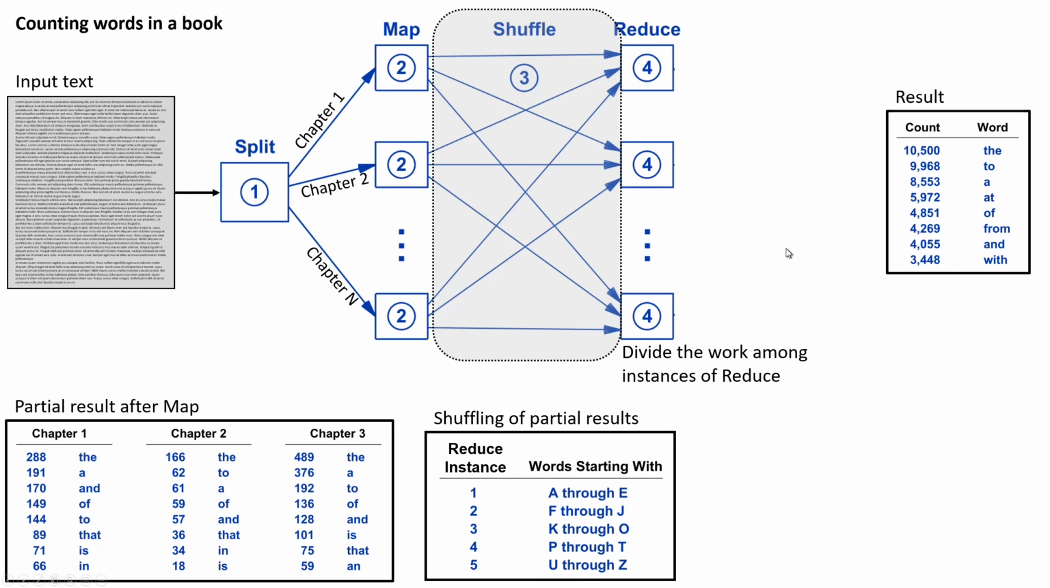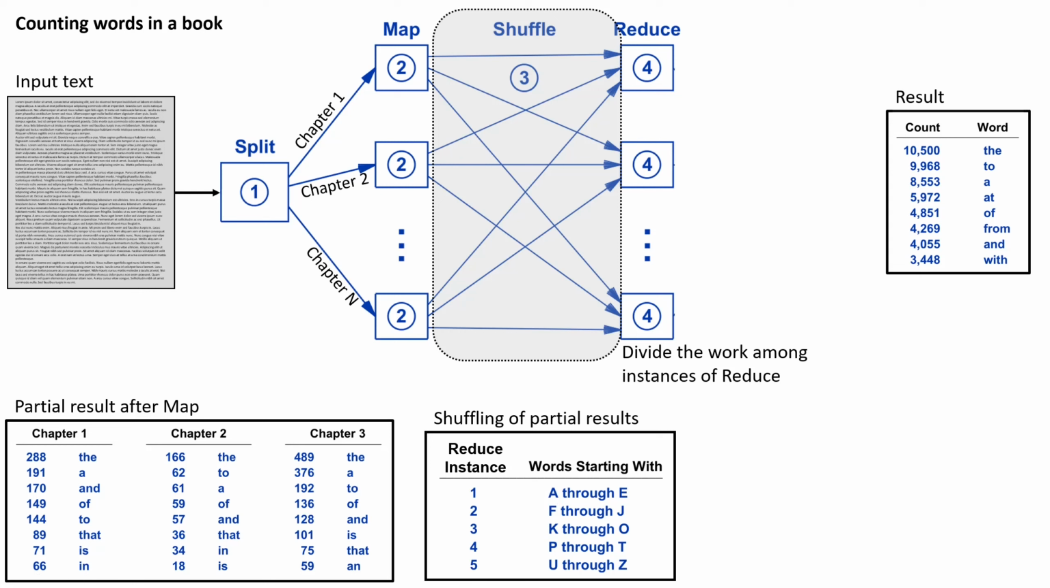So here's an example shuffle. One way in which we can distribute the partial results from map instances across reduce instances is, for example, by the first letter of each word. We can send all words that start with A through E to one instance, and then words that start with F through J to a second instance, and so on.